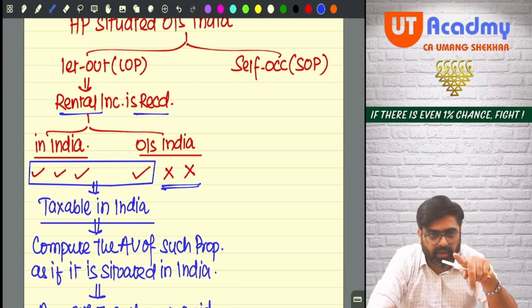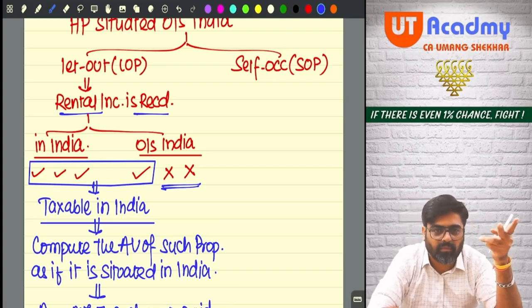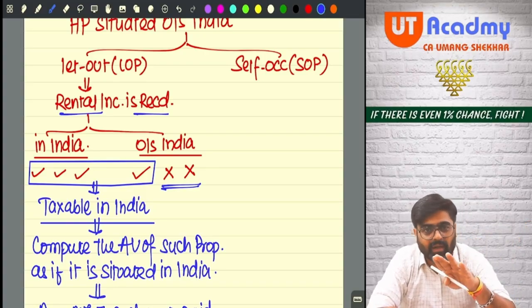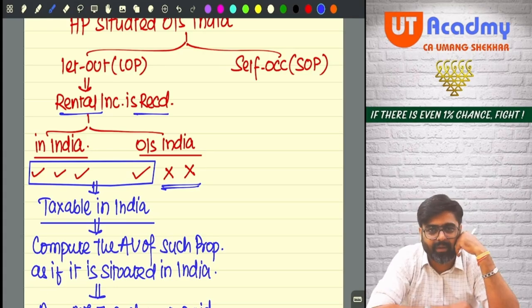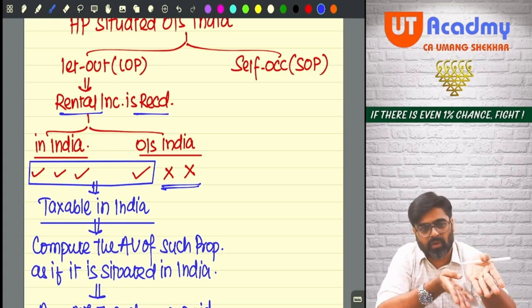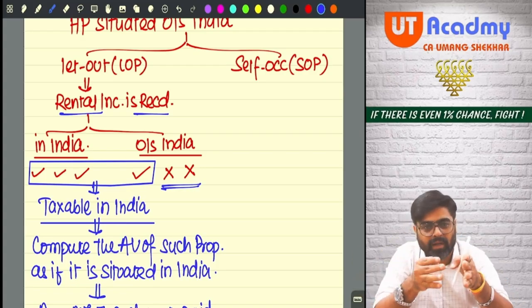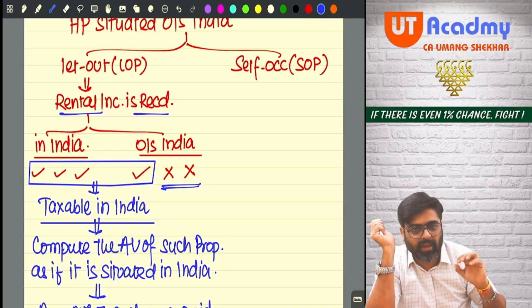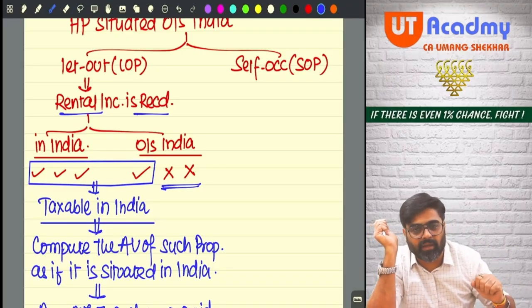Will it be your Indian income or foreign income? Foreign income. And foreign incomes are not taxable for RNOR or NR in India. Part B foreign income, no? So the income is not taxable for you. So as an RNOR or NR, will you take this property under the head house property and try to calculate its income? No need to do that.